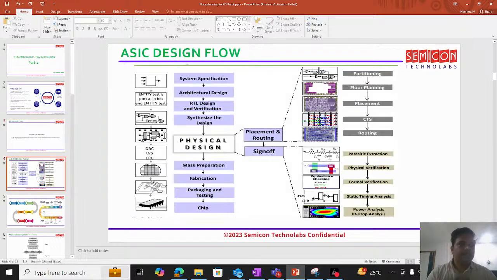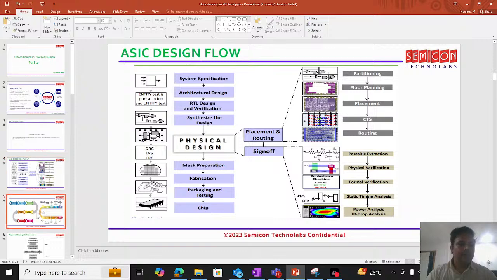So last week we discussed the ASIC flow, where we have system specification, architectural design, RTL design and verification, synthesize the design, and then physical design, where we have placement and routing, and then sign off. Again, in placement and routing, we have floor planning. This is the topic which we are discussing right now. And after physical design, we have mask generation, fabrication, packaging and testing, chip. Okay, so this is the complete cycle for ASIC design flow, all the way from specification to the finished chip.